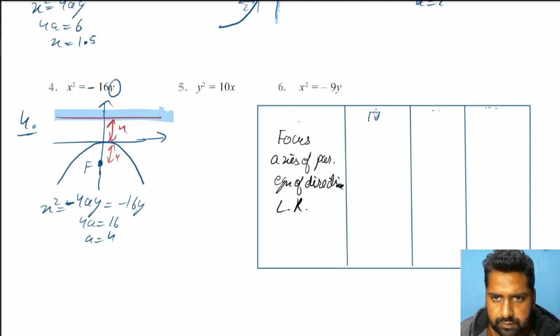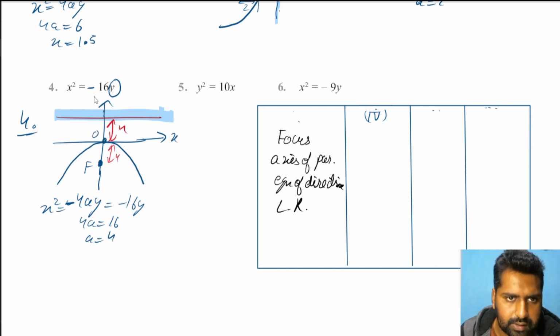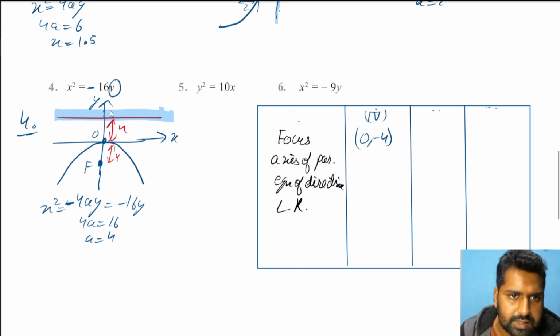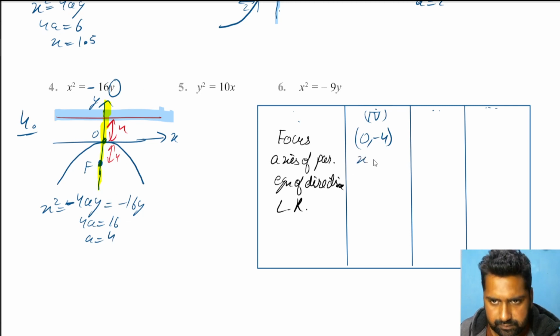Let's write down the focus. Fourth part we are doing. Focus is at, this is the origin, x-axis, y-axis. So focus is below the x-axis at a distance of 4. So it will be 0 comma minus 4. Axis of parabola, this is our axis, which is the y-axis. The equation is x equal to 0.